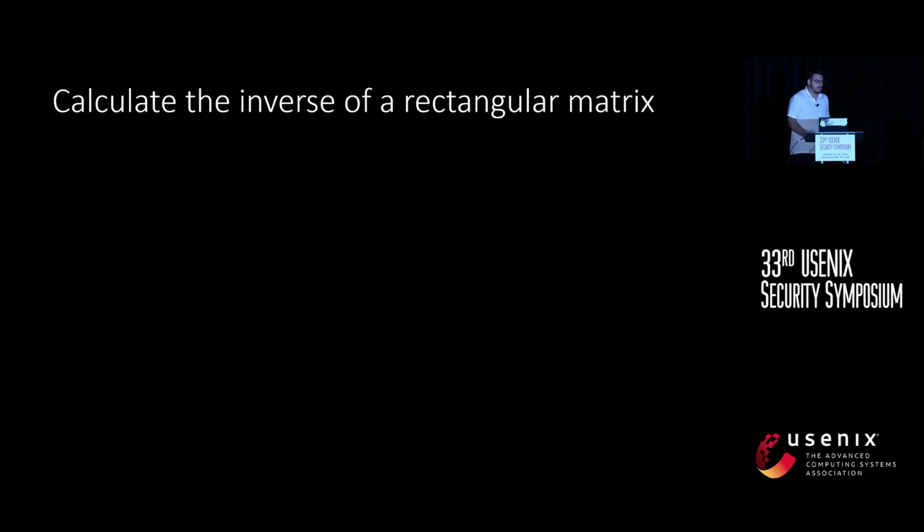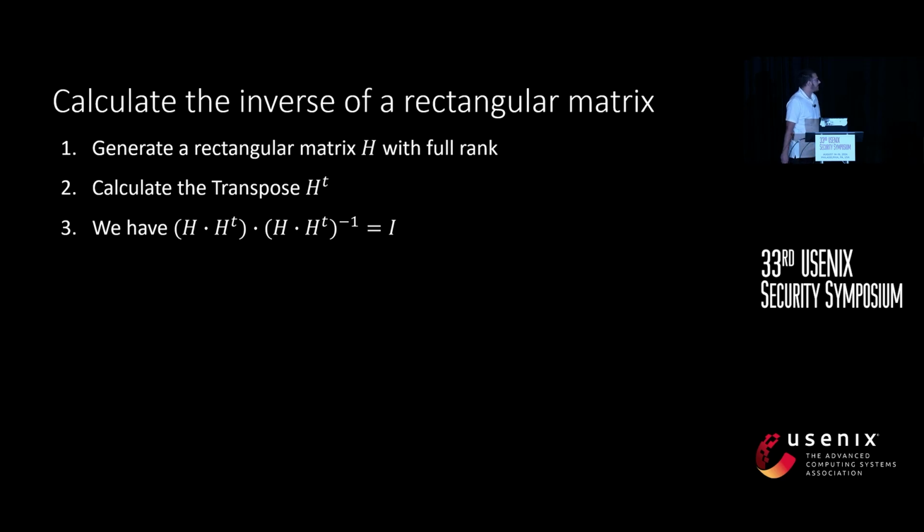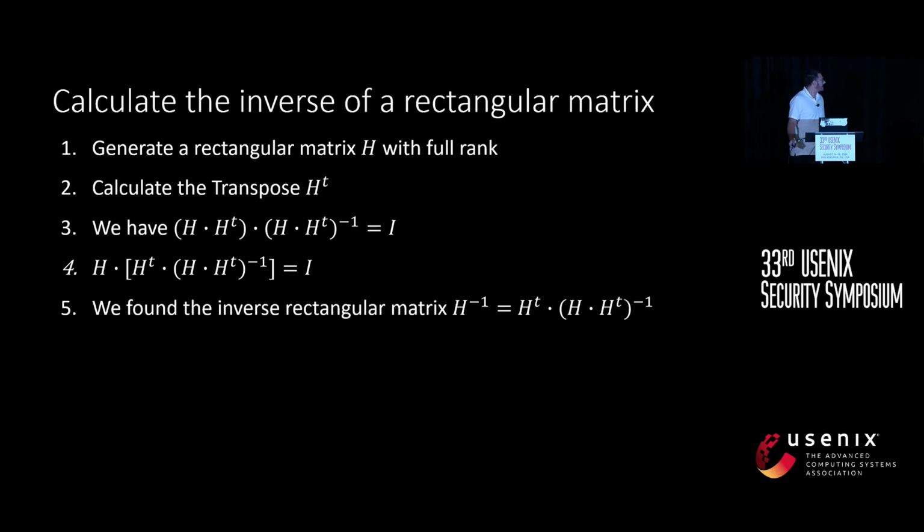How do we do it? First, we need to generate a rectangular matrix with full rank. Then we calculate the transpose of that matrix. That is pretty easy to do. Then, by the property of the inverse, if we multiply a matrix by its transpose, we will obtain a square matrix. And as ChatGPT has told us, we can calculate the inverse of that. Then we can simply apply the associative property and obtain H, the inverse of H.